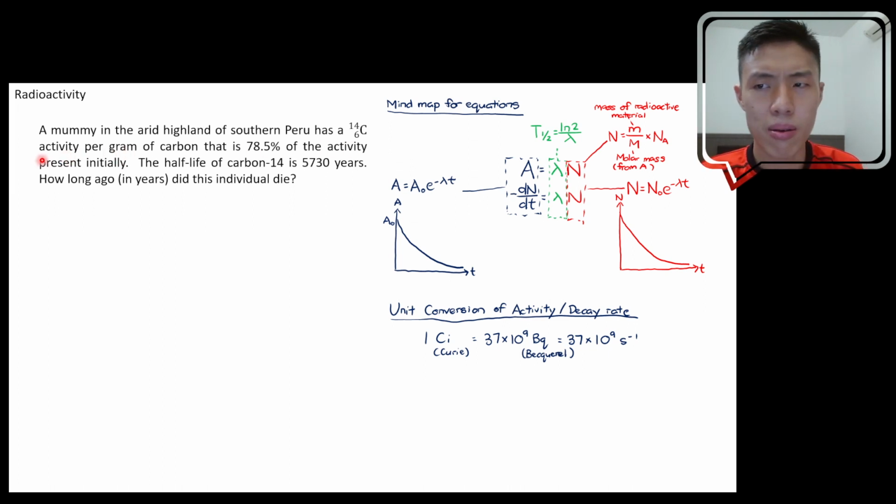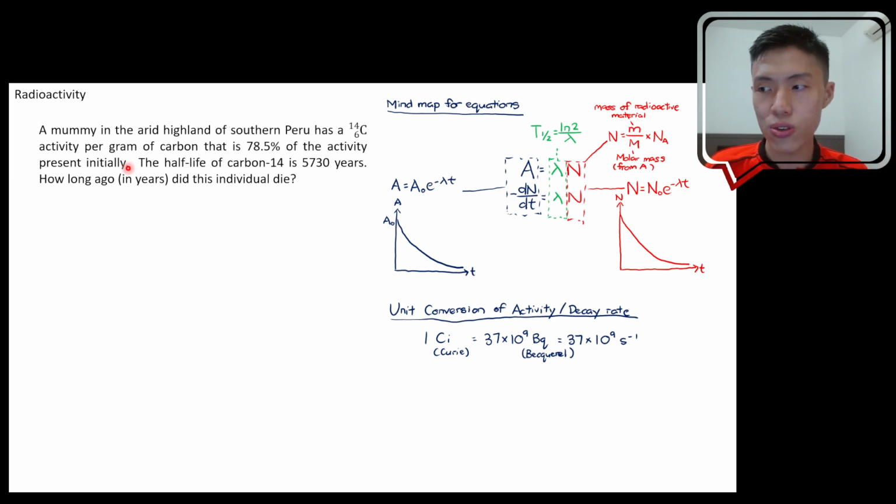How do you obtain the activity of carbon-14 present initially? Maybe you can get a fresh piece of wood, extract 1 gram of carbon-14 from it and study its activity. So you have 1 gram of carbon-14 from fresh wood, and 1 gram of carbon-14 from the mummy. From this statement, the activity of the carbon-14 from the mummy is 0.785 of the activity that we found in fresh wood carbon-14.